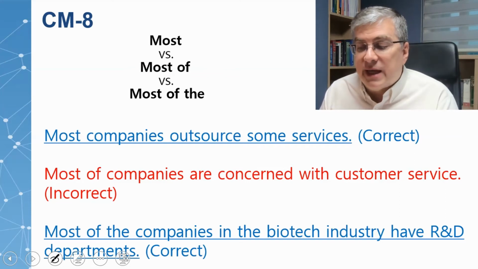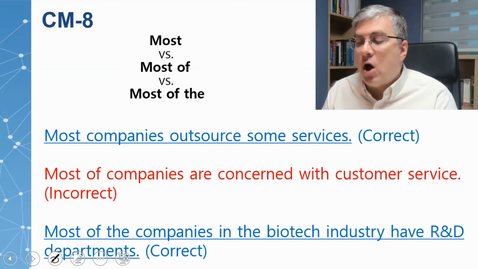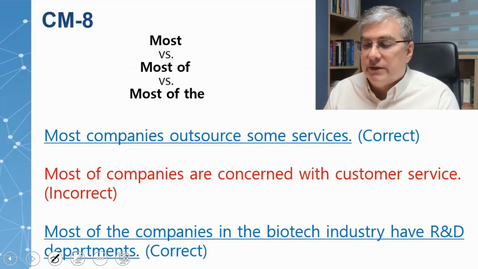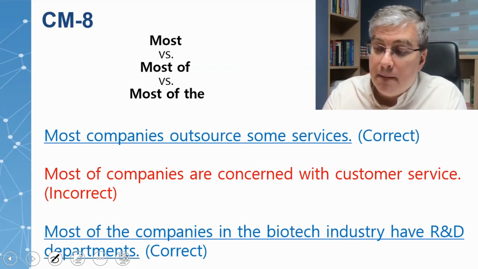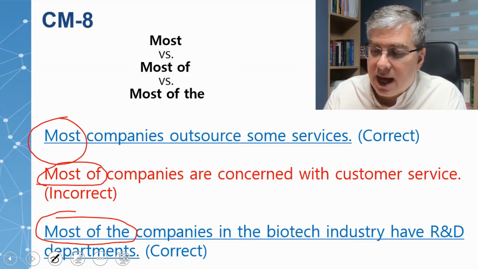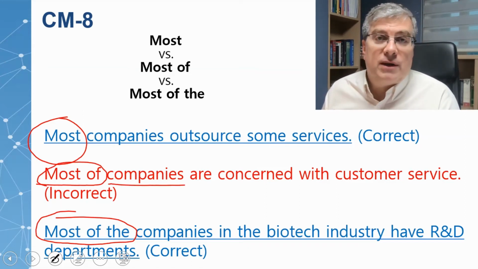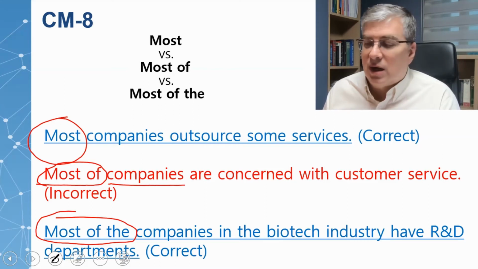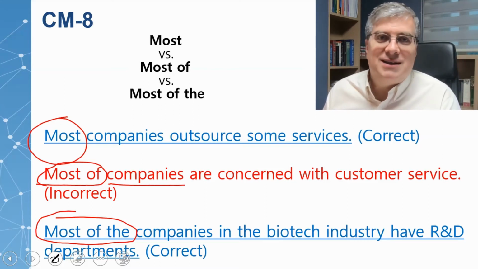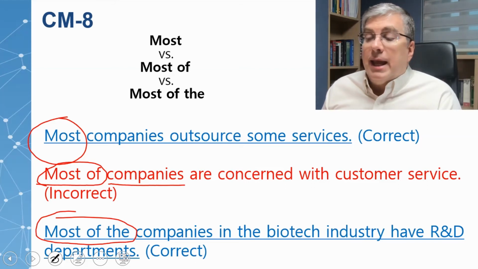However, you can say most of the companies in the biotech industry have R&D departments. So as we can see, you can say most companies, you can say most of the companies, but don't write most of and then the noun or the subject of the sentence, because that is most often, I'm sure you can find an exception somewhere, but most of the time, 99% of the time, that is incorrect. And it's very common.